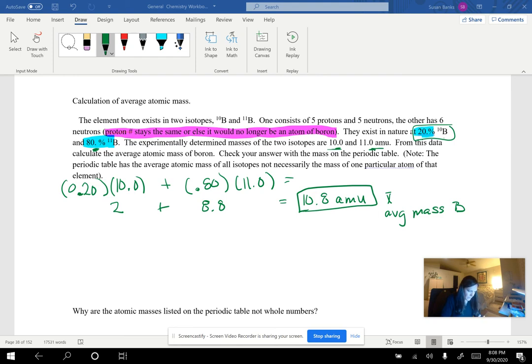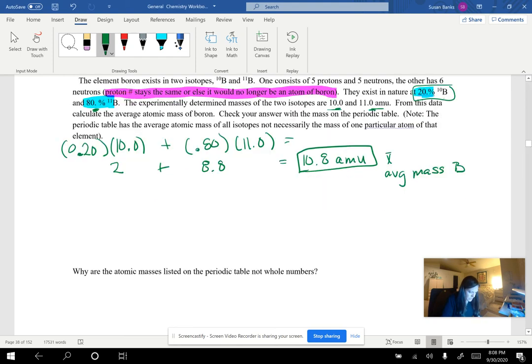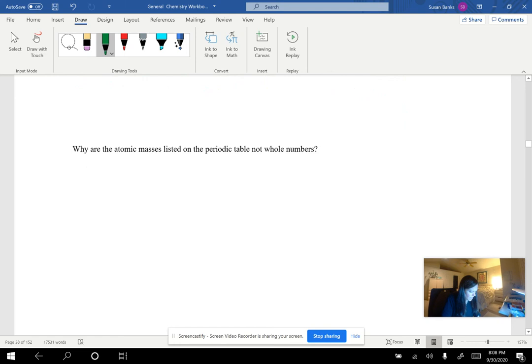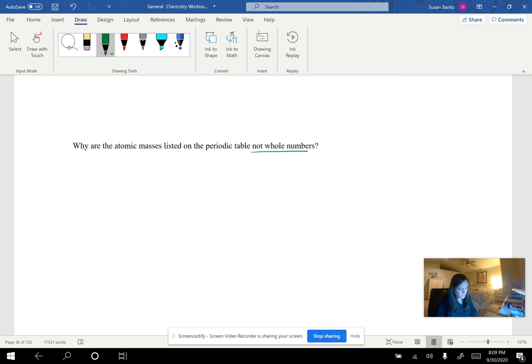All right. So let's go on to our next thing. Why are atomic masses listed on the periodic table not whole numbers? I already talked about it a little bit ago. Do you remember why? Write it down. See if you remember why. Once you're done writing it down, we'll check it.